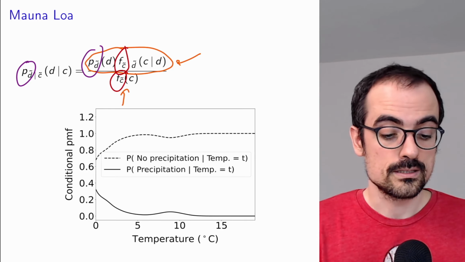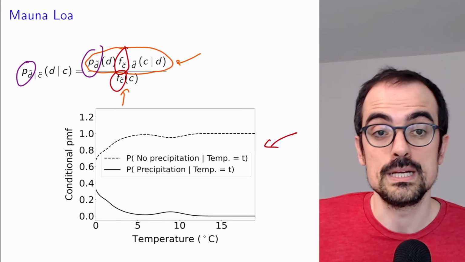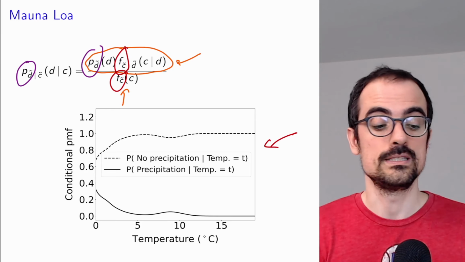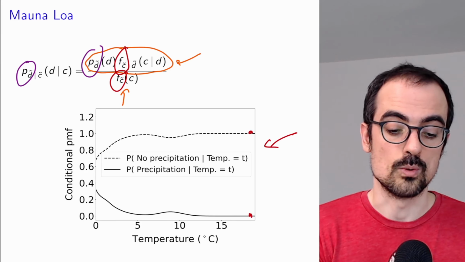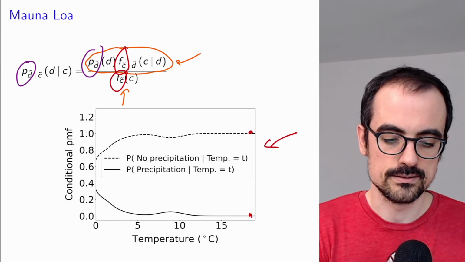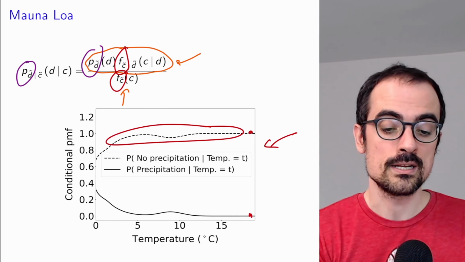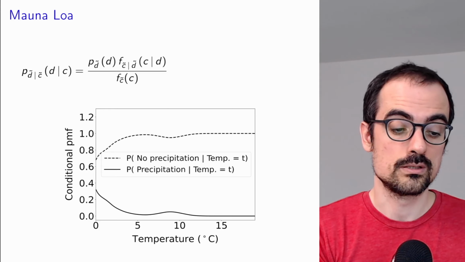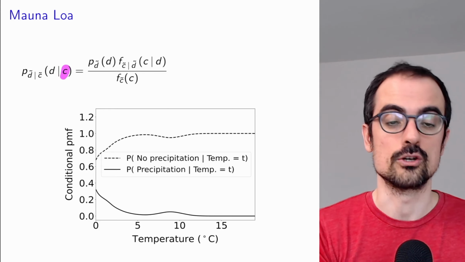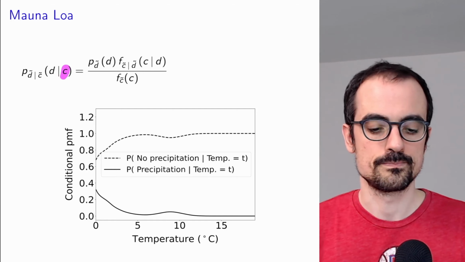And when you do that, you get the conditional probability of precipitation or not precipitation given different temperatures. Notice that this value and this value should add up to 1. There's no reason why this across the different temperatures should add up to 1, because this is a conditional PMF given the continuous random variable. So for each value of the continuous random variable, you get a different PMF. Hopefully that's clear.